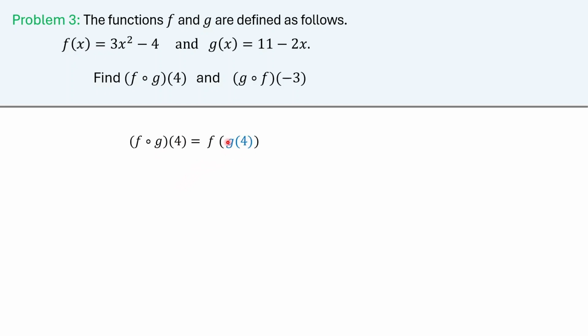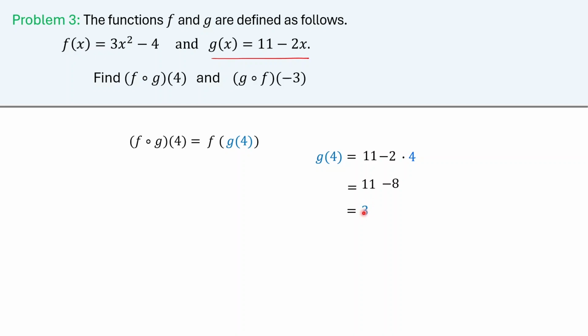Next find g of 4. To find g of 4, in the function g, you substitute 4 for x. You get 11 minus 2 times x. X is 4. So times 4 is equal to 11. Negative 2 times 4 is negative 8 is equal to 11 minus 8 is 3. So g of 4 is 3.